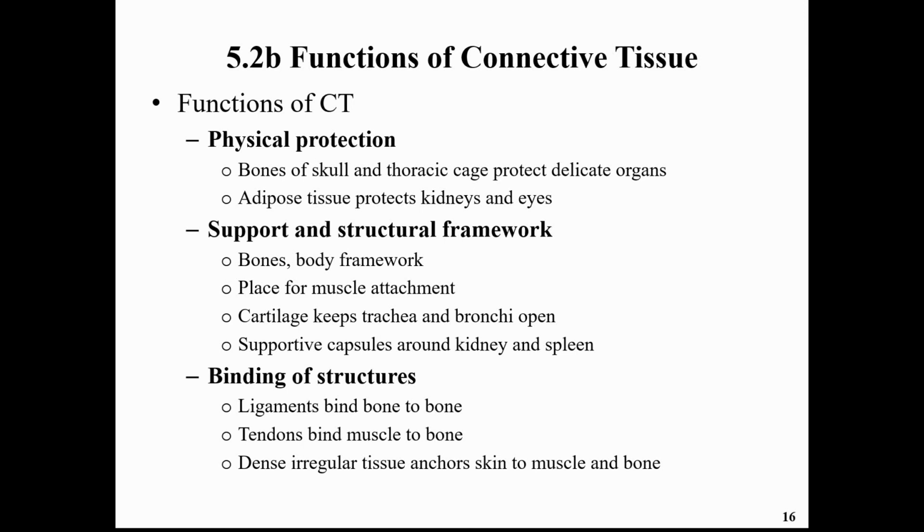Connective tissue also is used as a bony framework, a place for muscular attachment. There's a type of cartilage that keeps your trachea open as you breathe so it doesn't collapse. We also have connective tissue to help support other organs such as the kidney and the spleen. Connective tissue will also attach things such as ligaments to bone or tendons to muscle.